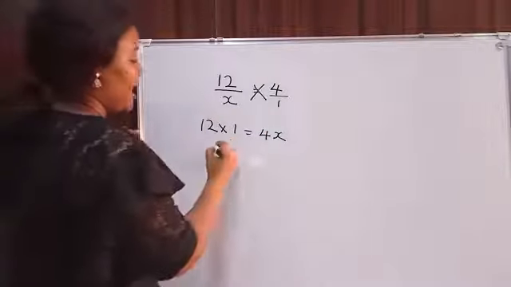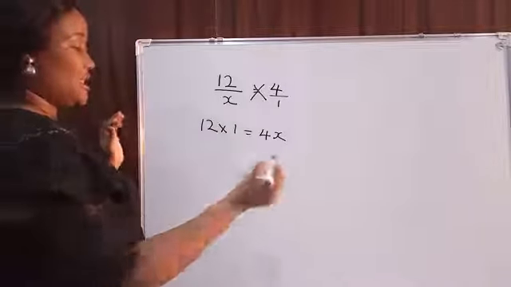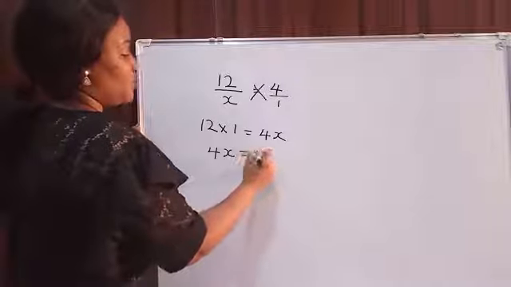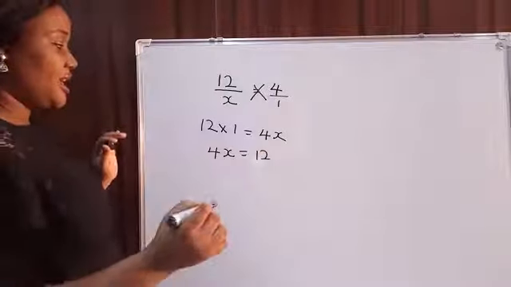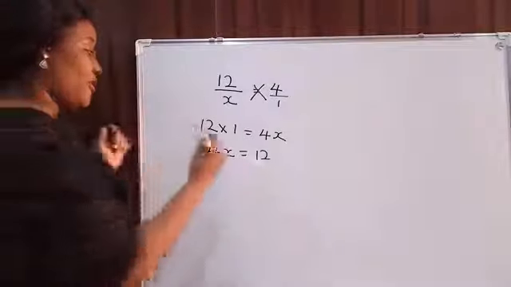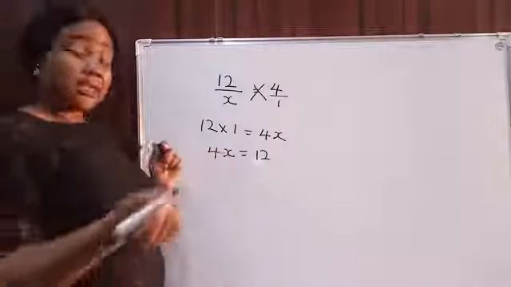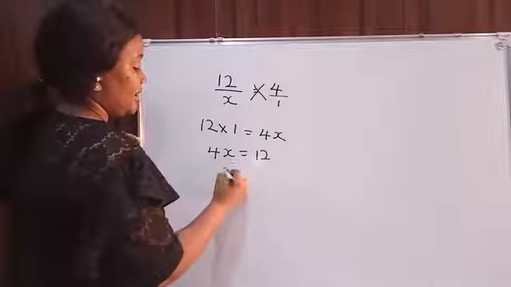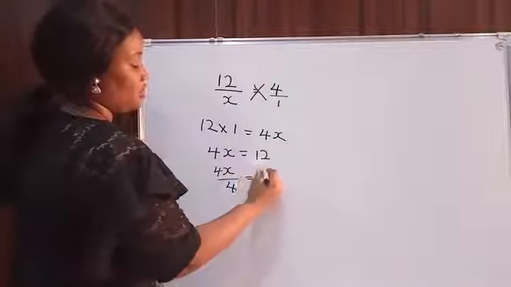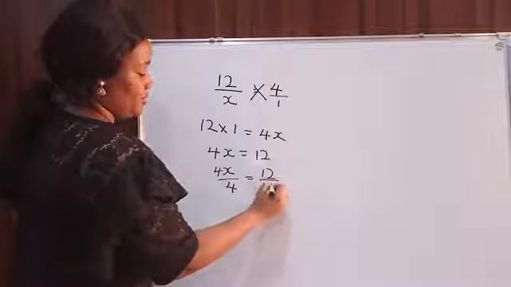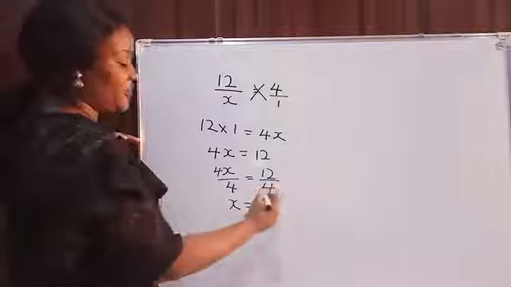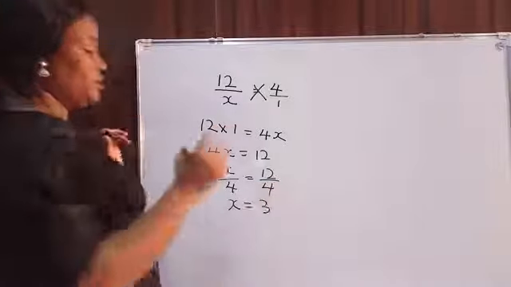So let's put it this way: 4x equals 12. Divide both sides by 4 to isolate x. Now, 4x over 4 equals 12 over 4. So we have x equals 12 divided by 4, which is 3.